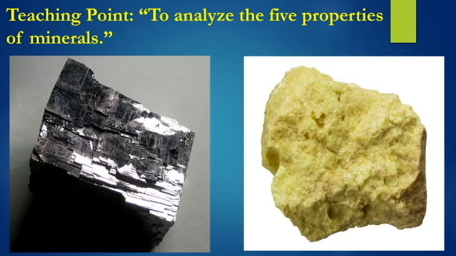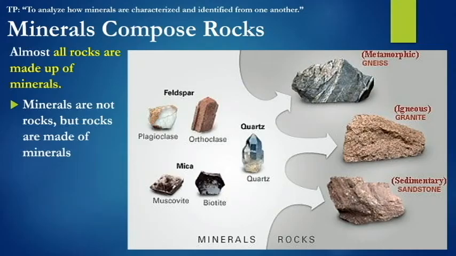This is a lesson on analyzing the five properties of minerals. Let's just jump right in. So, first off, all rocks are made of minerals. There actually are a couple rocks that aren't, but for the most part, almost all rocks are made of minerals. So, minerals are not rocks, but rocks are made of minerals. Here's a picture showing exactly that. We have some metamorphic rocks, igneous rocks, sedimentary rocks, and these are some examples of minerals that you might find in those rocks. So the minerals make up the rocks.